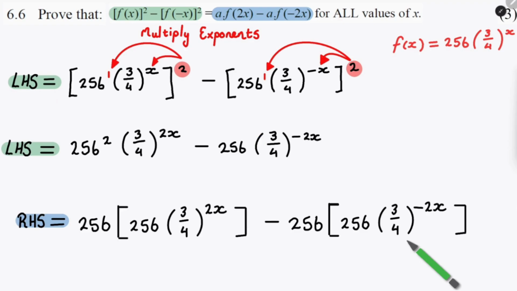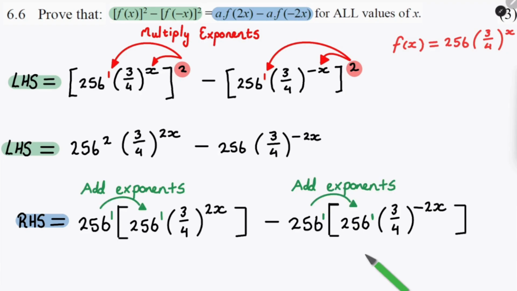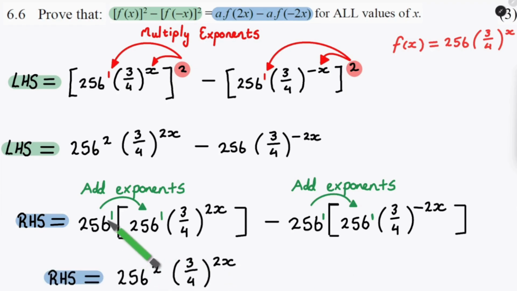And then to simplify this mess over here, we are going to distribute the 256's inside. And when we do that, we add their exponents. So I just say 1 plus 1 to give me this 2 over here, and then this does not change at all. I'm just multiplying these factors over here. Likewise over here, I'm just going to multiply these two. This does not change at all. And I simply add the exponents there, and I get 256 squared, and then that fraction to the power of minus 2x.